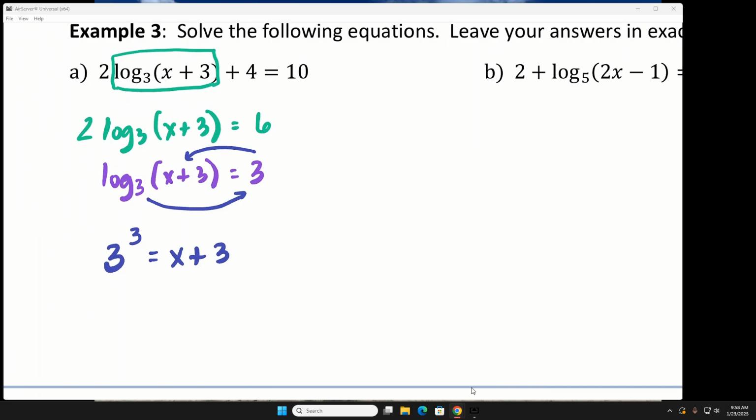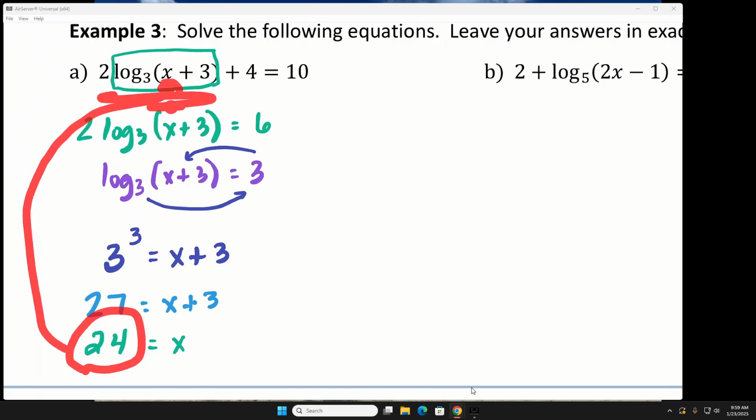So do you guys know what 3 to the 3rd is? 27. Yeah. If you don't, it is something that you are expected to be able to do without a calculator, so you just have to multiply 3 by itself 3 times. And then to finish this off, we would just subtract 3. And so x is 24. So if I took the 24 and I put it in for this x and did all the stuff, I should end up with 10.